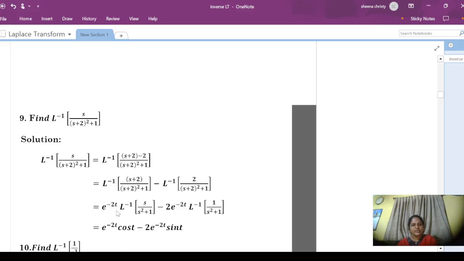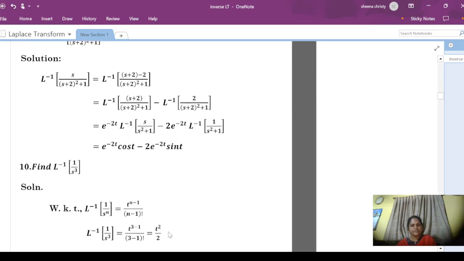Then using the first shifting theorem formula, e power minus 2t L inverse of s by s square plus 1 minus, here s is replaced by s plus 2, therefore e power minus 2t L inverse of 1 by s square plus 1. So L inverse of s by s square plus 1 is cos t, into e power minus 2t, minus 2 times e power minus 2t into the formula for this, which is sin t. I think you are able to understand it. Now we are going to move on to the next problem.